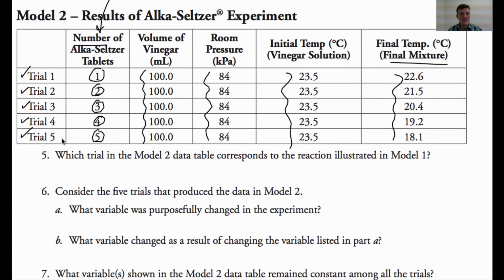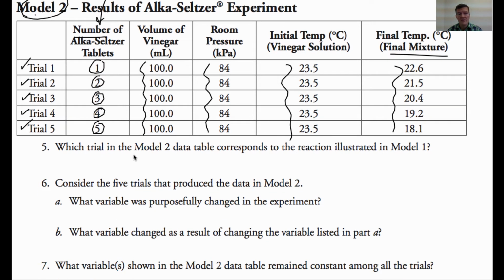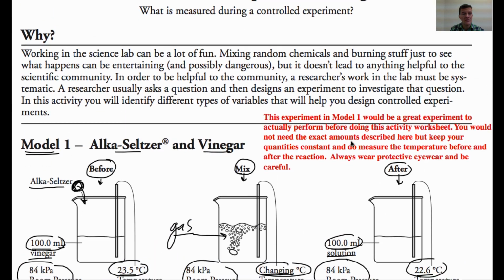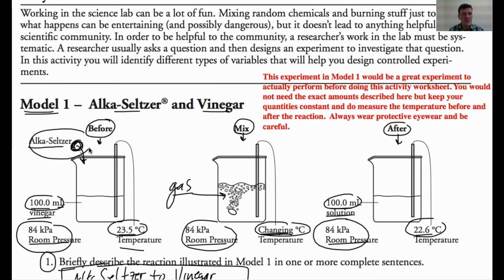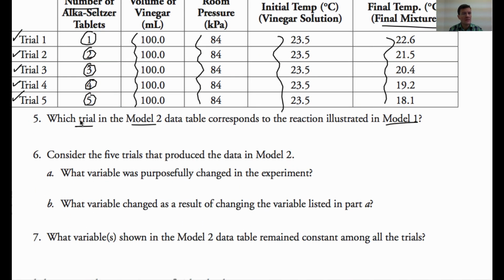So let's answer these questions that are dependent on Model 2 here. Okay, which trial in the Model 2 data table corresponds to the reaction illustrated in Model 1? So the trial in Model 2 here that corresponds to what happened in Model 1. If you go back up to Model 1, you'll notice that you added one tablet, just one single tablet. So that would be trial number 1 here. You're adding one single tablet in this data table. Okay?